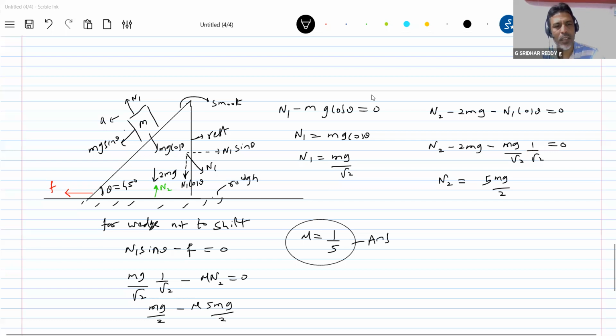N2 is 2mg, that's all. Why will the mg of the block not come into the picture? Only the forces acting on the wedge will determine the N2.